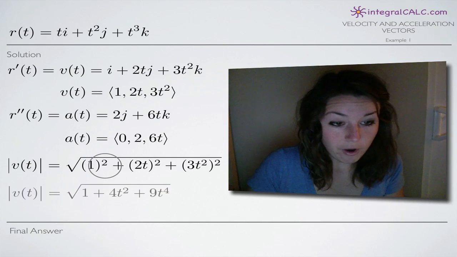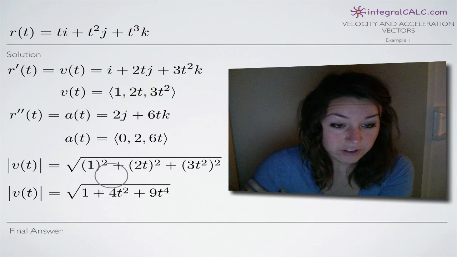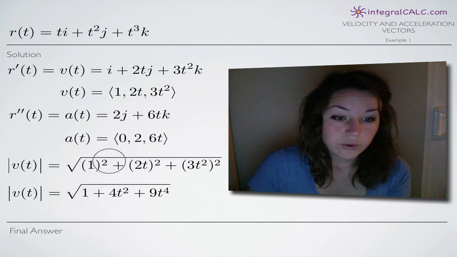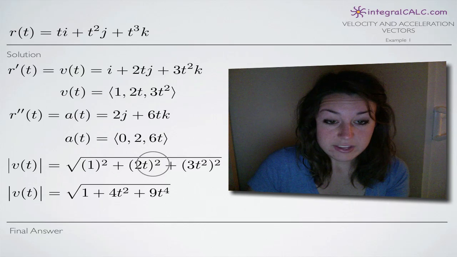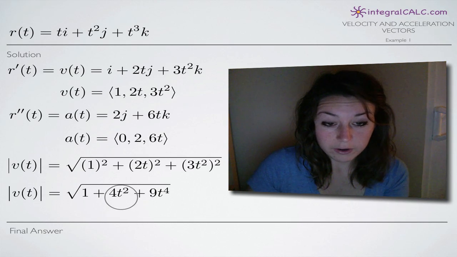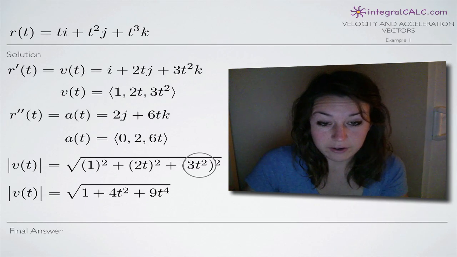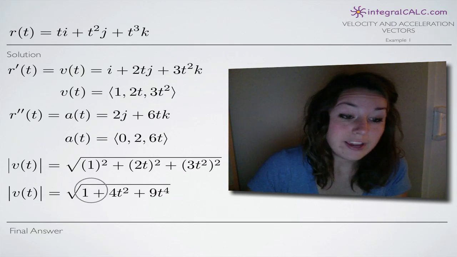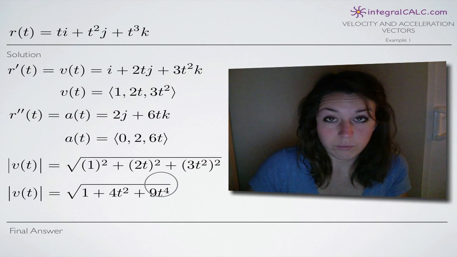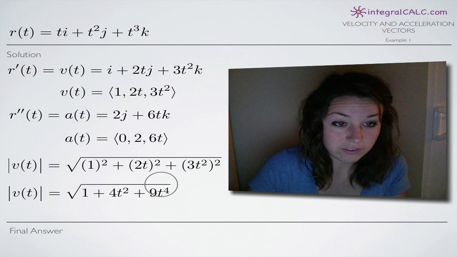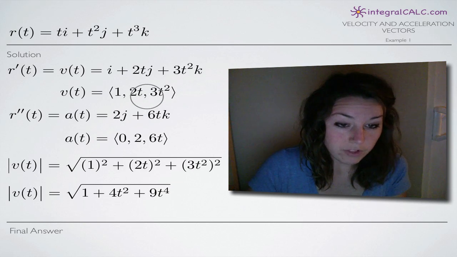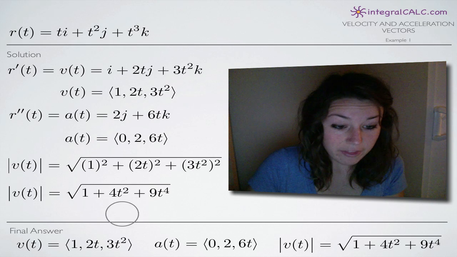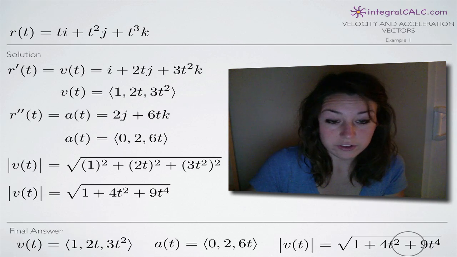So all we have to do to find speed then is just simplify this as much as possible. Obviously, 1 squared is just going to give us 1, 2t squared will give us 4t squared, and then 3t squared will give us 9t to the 4th. And we can just leave this as is. We don't have to simplify any further, we don't have to solve, but now you're given velocity, acceleration, and speed. So those 3 together give us our final answer.